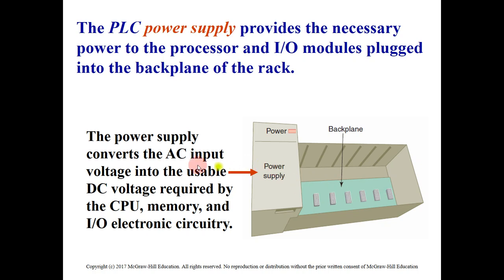The power supply in general is going to convert the AC input, because the CPU or the microcontroller here will operate on DC. So this power supply will receive the AC voltage from the mains and then convert it into the DC voltage, which is required for running the CPU modules and also the input output modules.